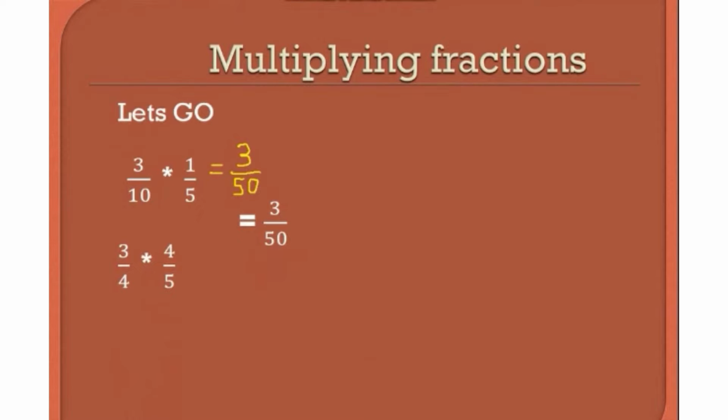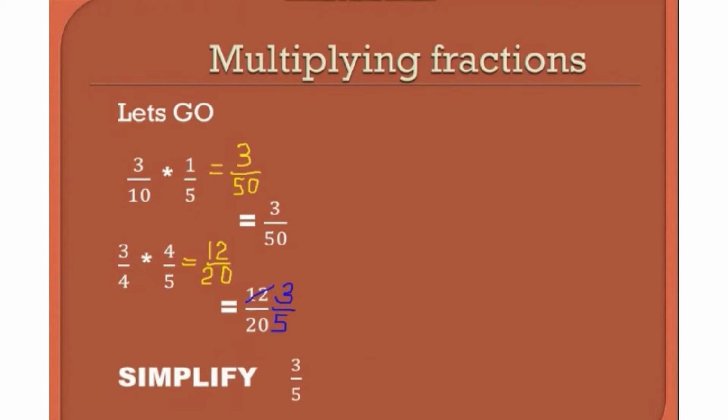3 over 4 times 5 over 4. 3 times 4 is equal to 12 and 4 times 5 is equal to 20. This can be simplified because 4 can go into 12 and 4 can go into 20. 4 into 12 goes 3 times and 4 into 20 goes 5 times. Therefore, it can be simplified to 3 over 5.